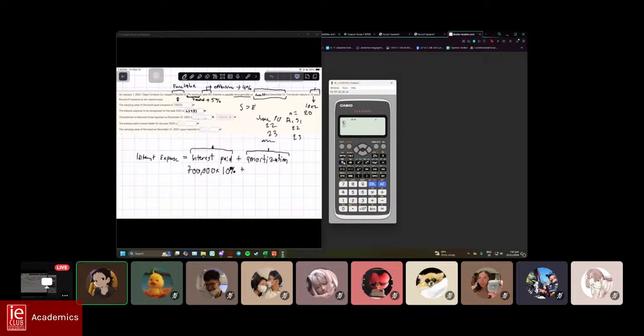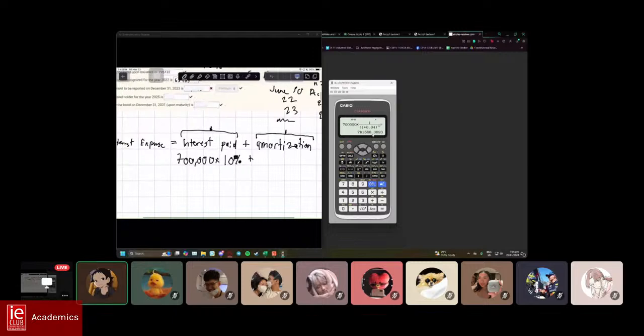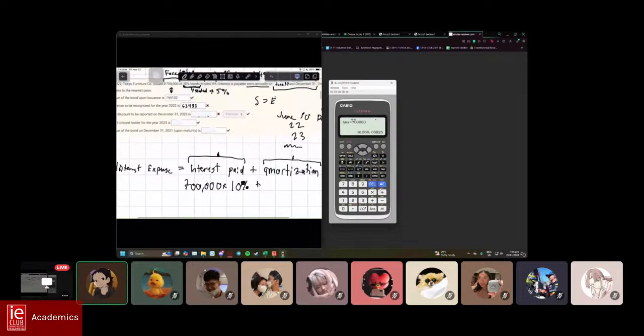So let's calculate the present value at n equals 20 minus 4, which is 16. That's 700,000 times 1 over 1 plus 0.04 to the power of 16, plus 700,000 times 0.05 times 1 minus 1 plus 0.04 to the negative 16 over 0.04. What you're going to get is 781,566. Then get the difference of that from 700,000, the face value. You get 81,566 premium.